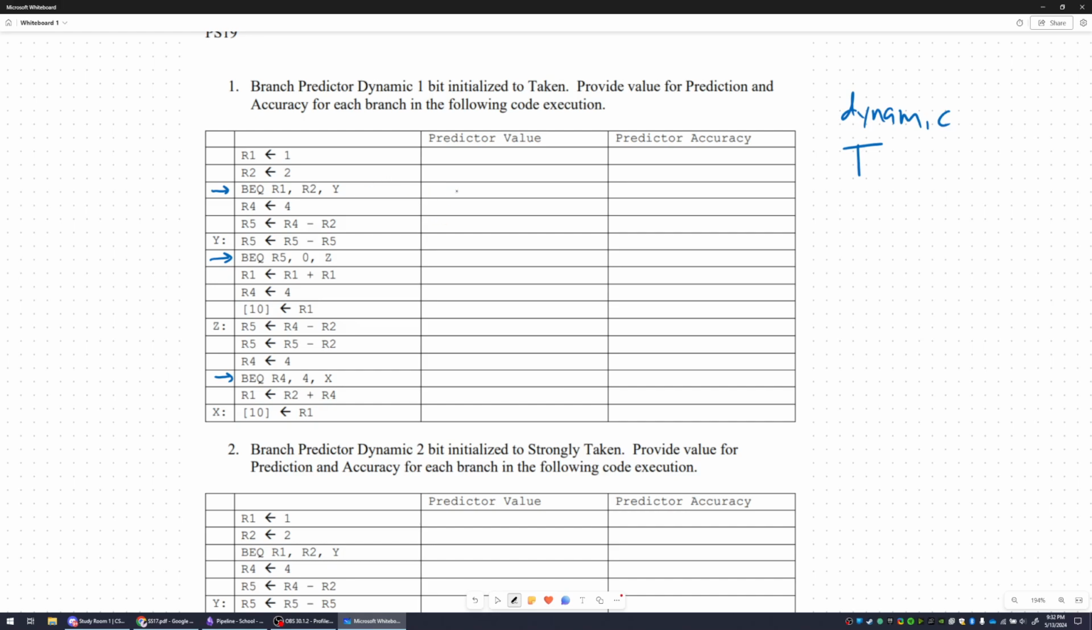Okay, so the predictor value is going to start with taken. We have to calculate what these are. So 1 and 2 is not equal, so it was wrong. What does it mean by predictor accuracy? Do we write yes or no, or what do we write? Do we write what reality was? Do we write like this or no? I don't know. Accuracy is just at the end.